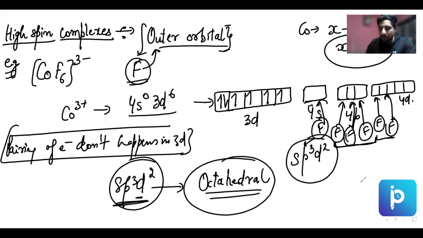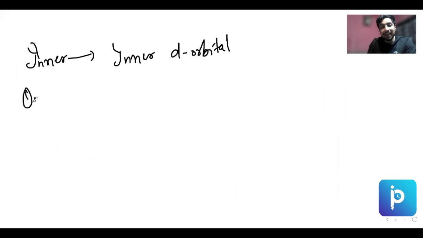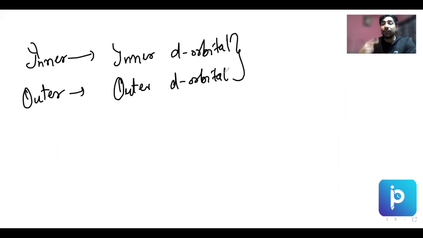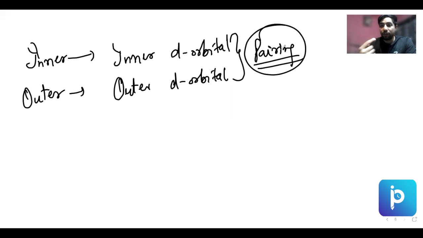In inner orbital complexes, the inner d orbital is being utilized, and in the outer orbital complexes, the outer d orbital is being used. And what is the difference between them? How are inner and outer used? That is decided by the concept of pairing. If pairing is happening, then inner d orbitals will be utilized. And if pairing is not happening, then outer d orbitals will be utilized.